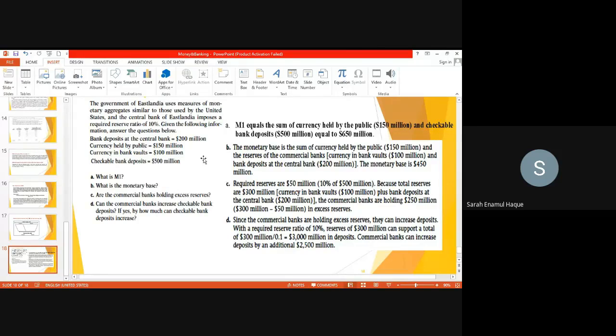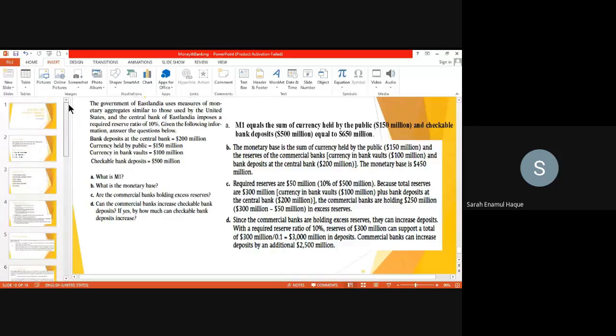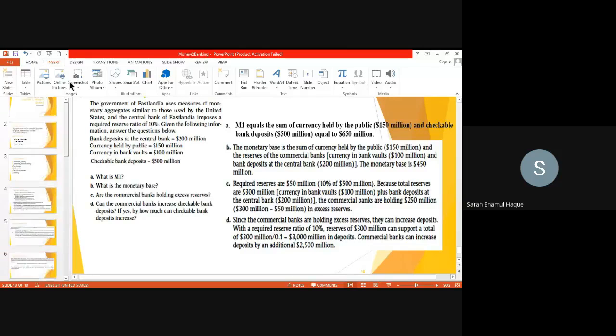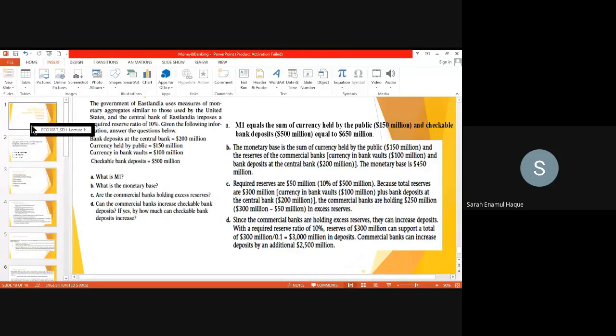Okay, any other question? So we have finished this chapter about money and banking. So we learned at the beginning. So let us have a very quick review and then we'll move on to the next chapter.